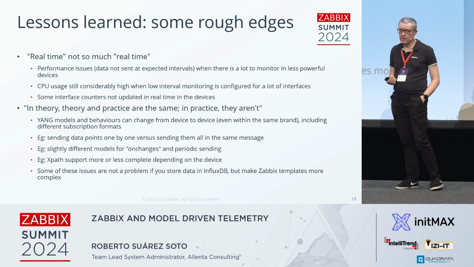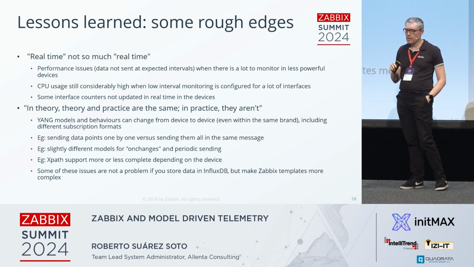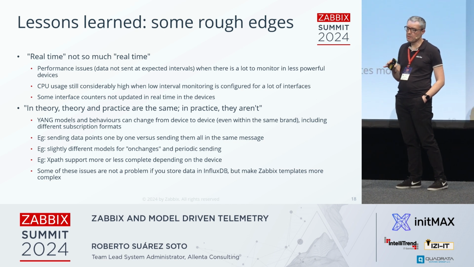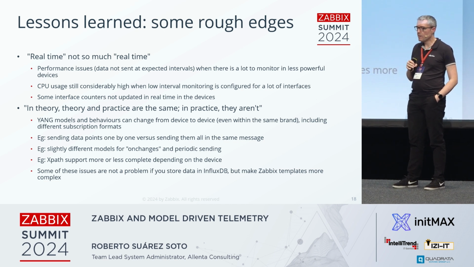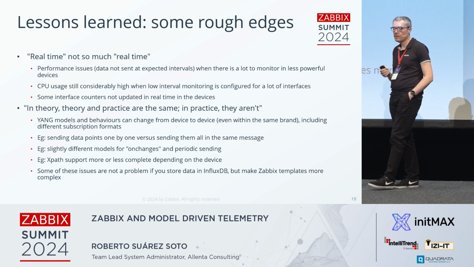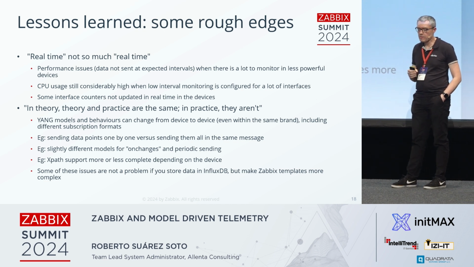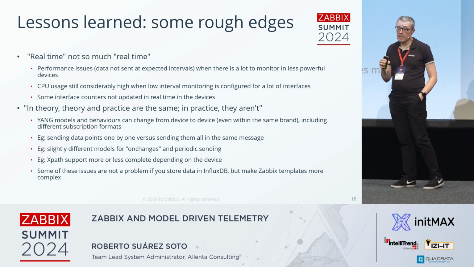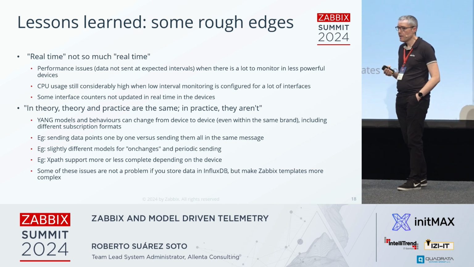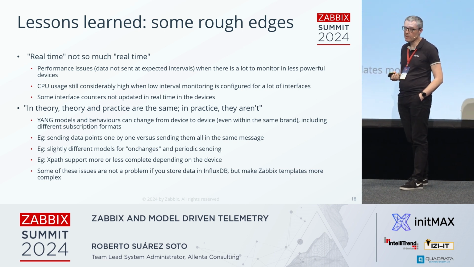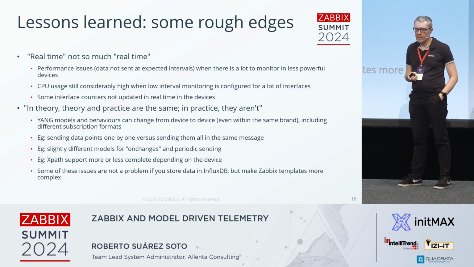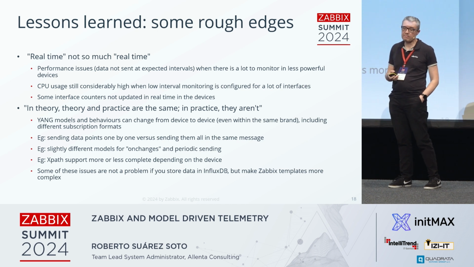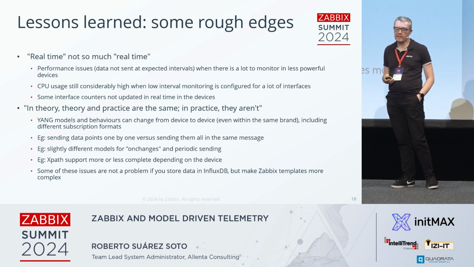So something else that we found was that even though YANG models should be used every time, there were small differences. For example, sometimes you could receive all the data points in one big JSON structure, and some other times you could receive a few JSON responses with one of the data points each. In the end, this is not really a problem when you know it, but it's not at first. We didn't know about it, and we had to change our templates and even change the code of the connector to be able to parse it properly.